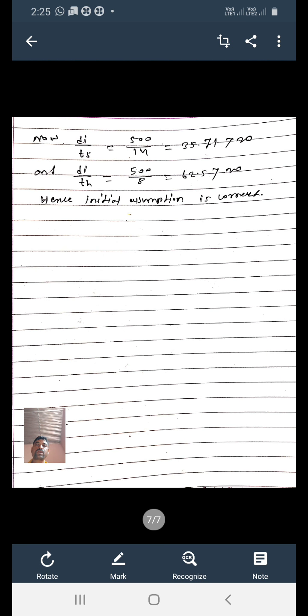Okay students, today we'll stop here. In these 2 lectures we have completed the thin cylinder part, and the remaining part is thick cylinder. We will complete that thick cylinder part in the next lecture, theory as well as numerical.